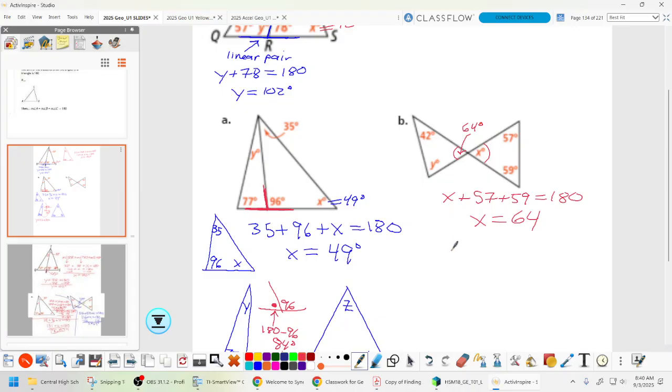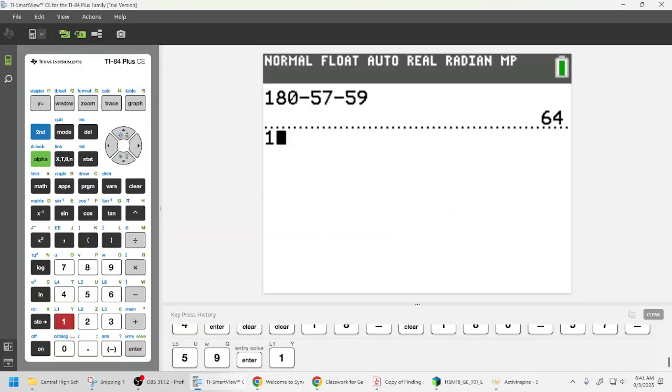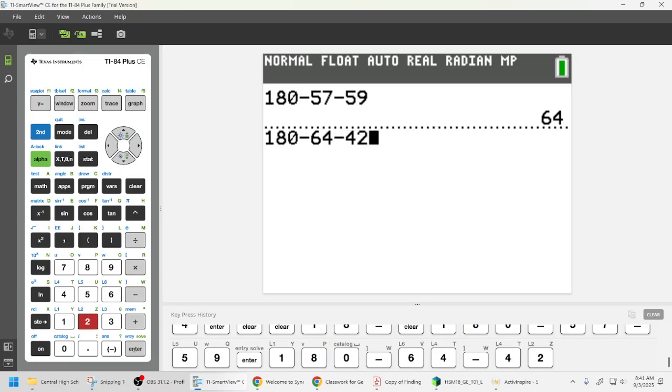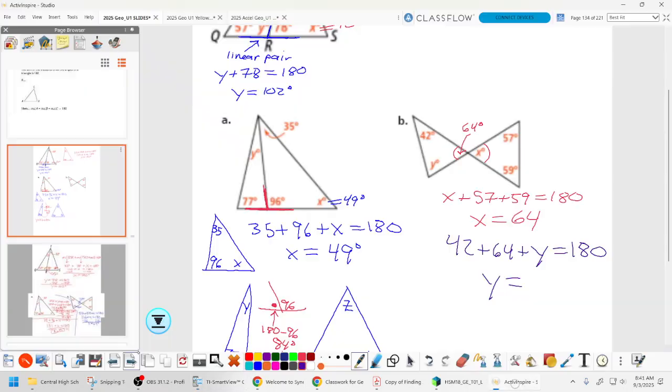Okay, now in the left side we have two angles, so 42 plus 64 plus y also equals 180, because that's now in this left-hand triangle. And we just subtract 180 minus 64 minus 42, and we get 74. How'd that one go?